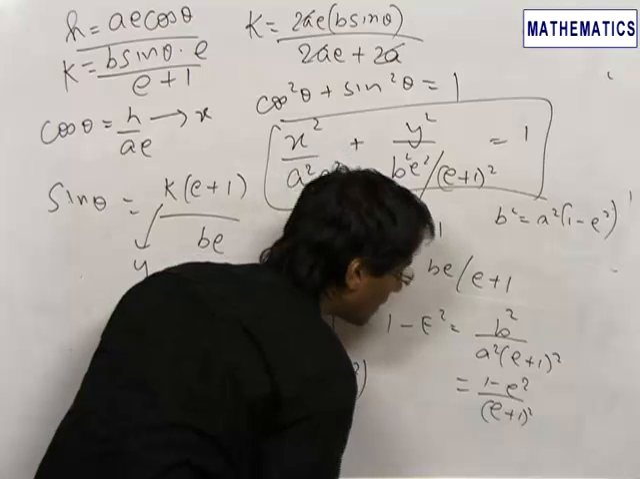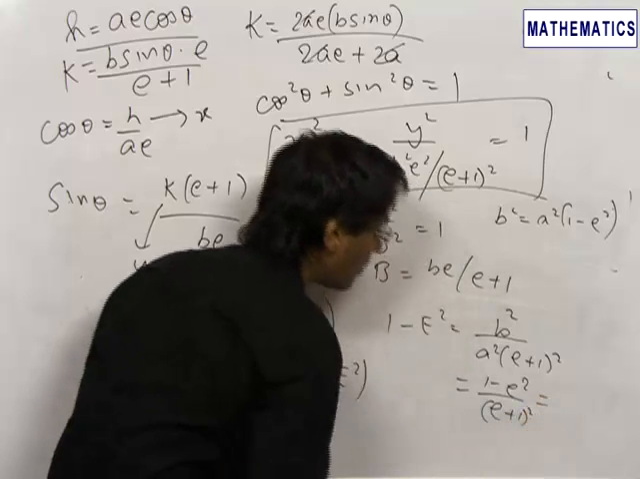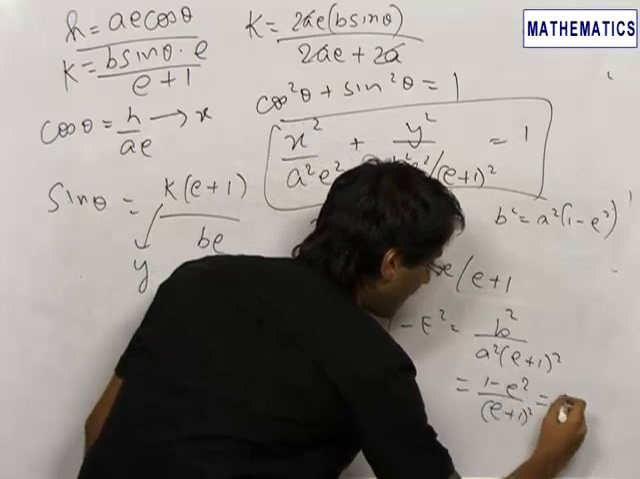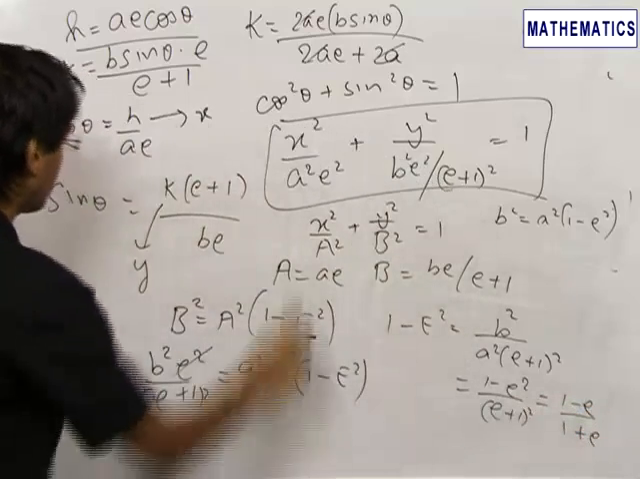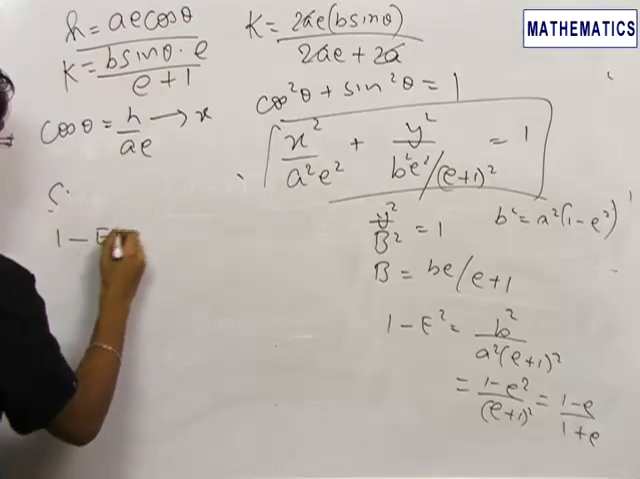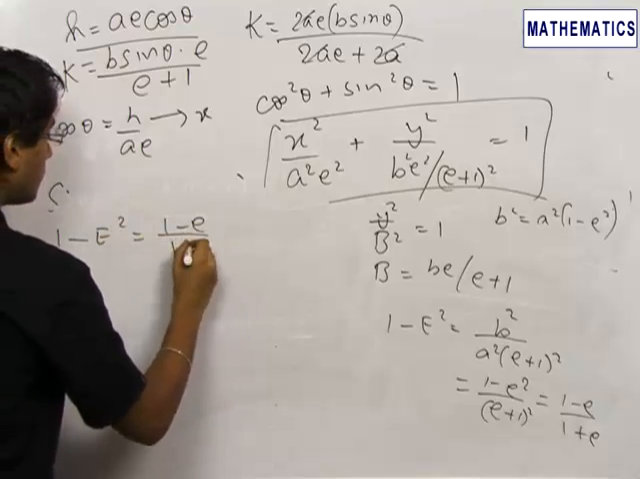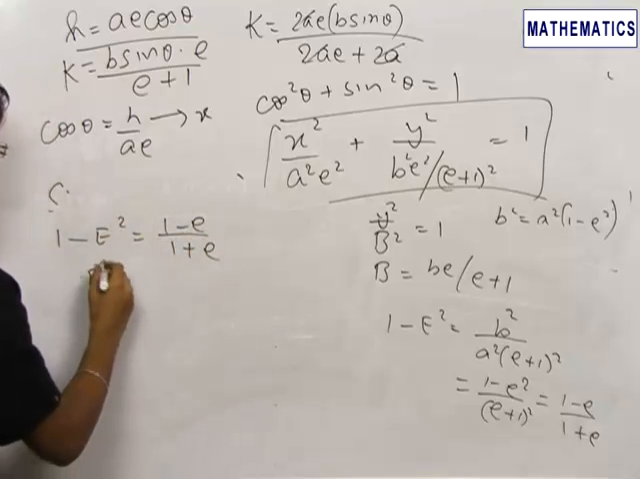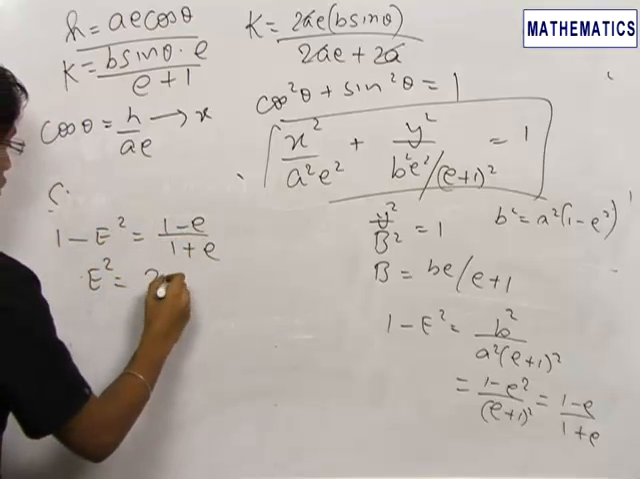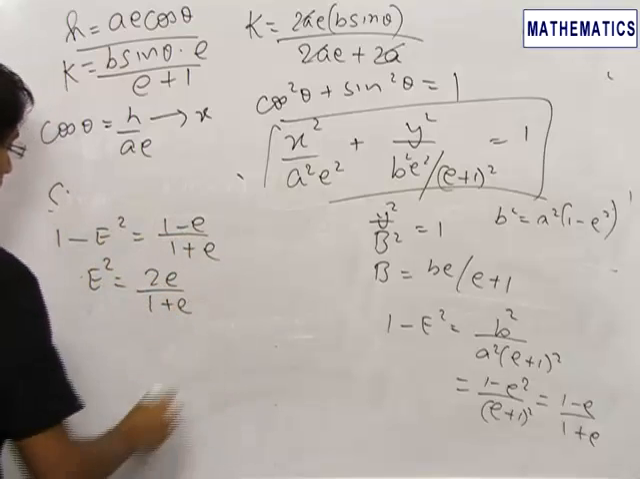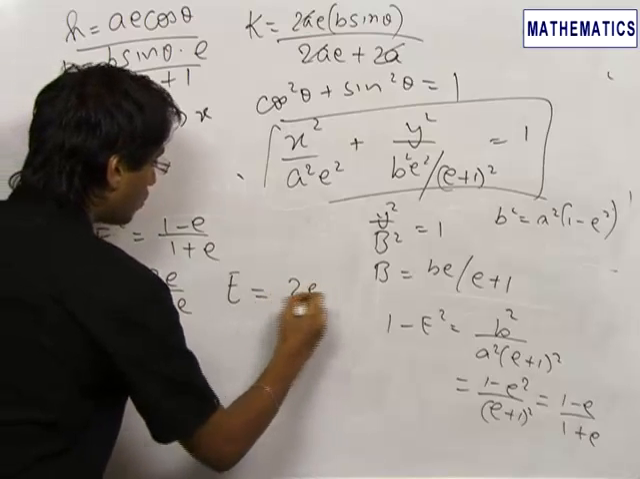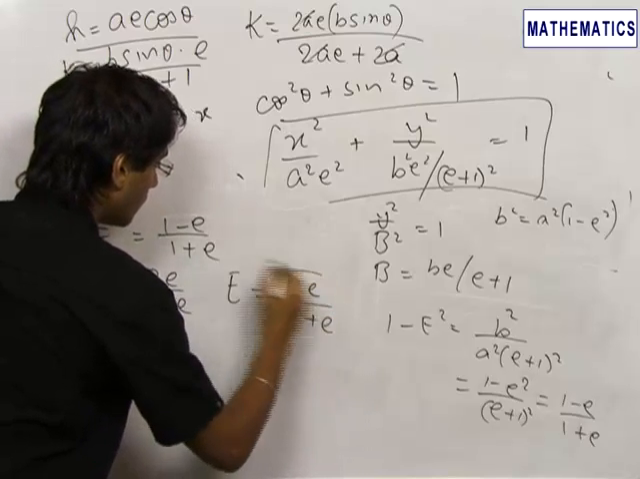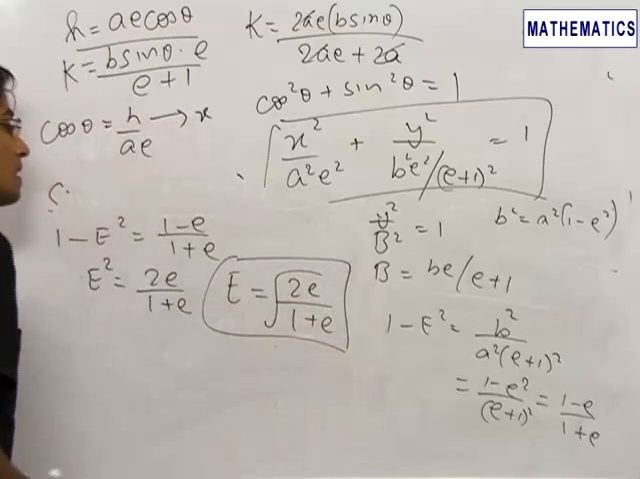Cancelling the factor of (1 plus e) from the numerator and denominator, we get (1 minus e) upon (1 plus e). Hence 1 minus capital E square is equal to (1 minus e) upon (1 plus e), and E square becomes 2e upon (1 plus e), and hence the eccentricity of the ellipse which we proved is equal to under root of 2e upon (1 plus e).